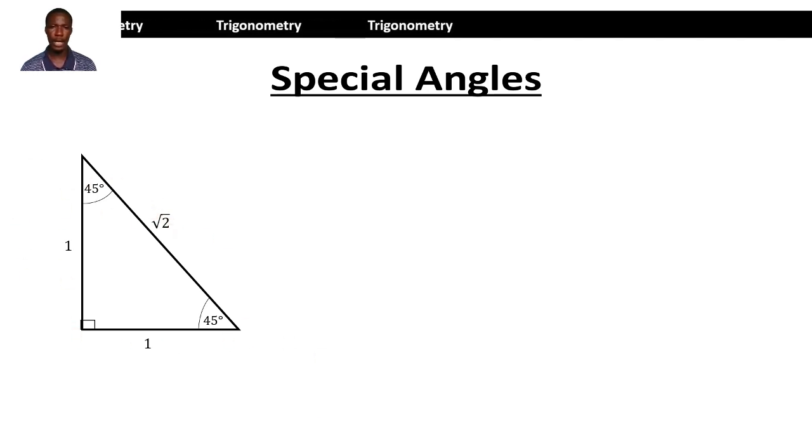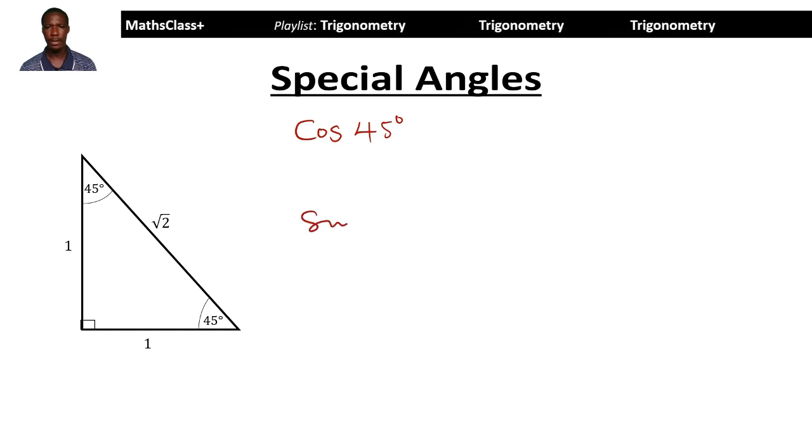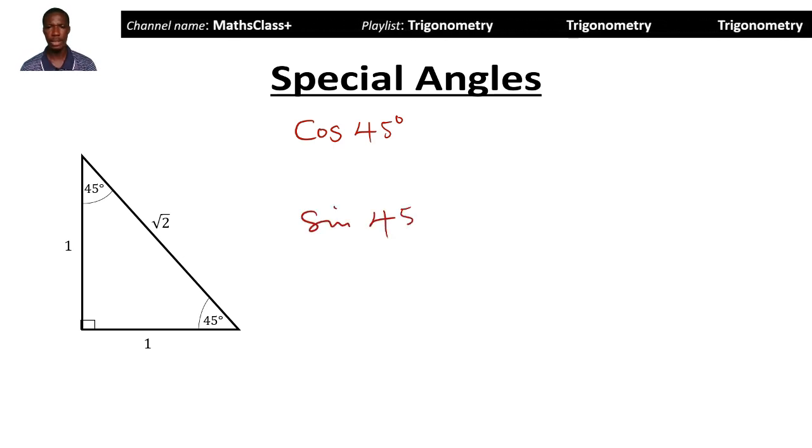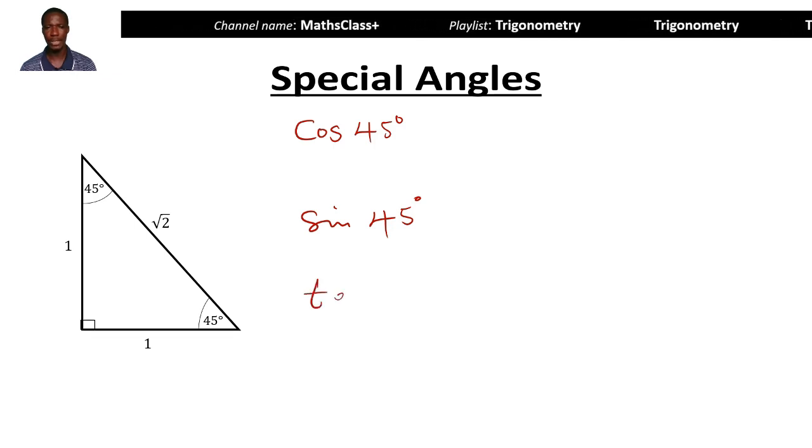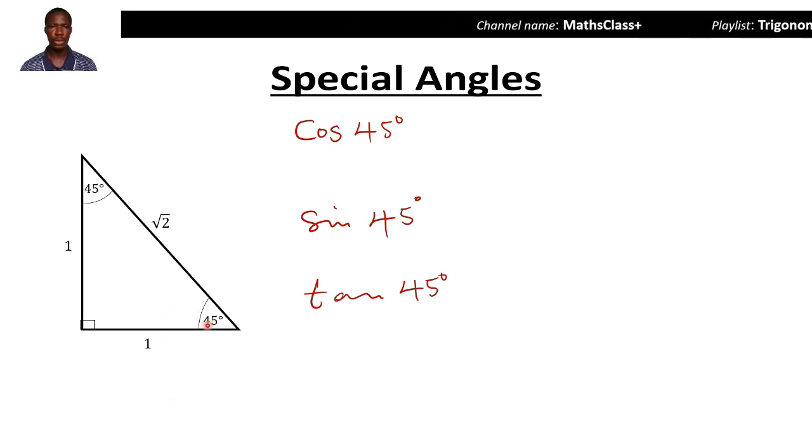And if we are using it to find cos 45 degrees, sine 45 degrees, and tan 45 degrees, you should note that because this angle and this angle are equal, we can make reference to any of the two. So we are just taking the first one to be this. The side opposite this angle is this side, which is 1.